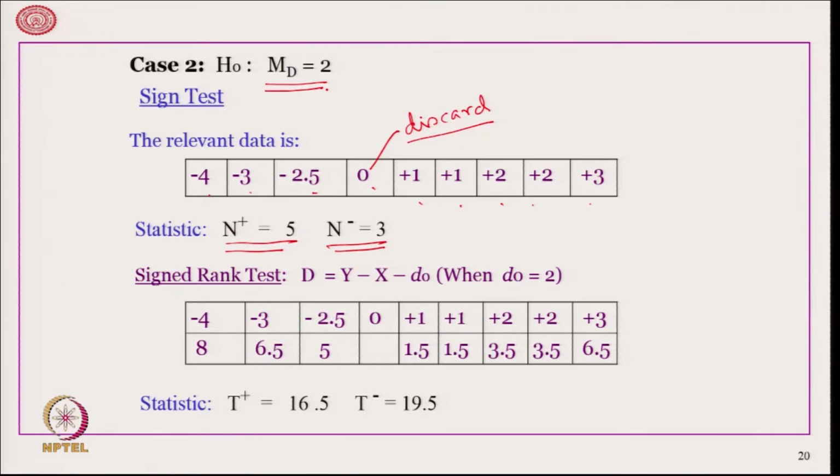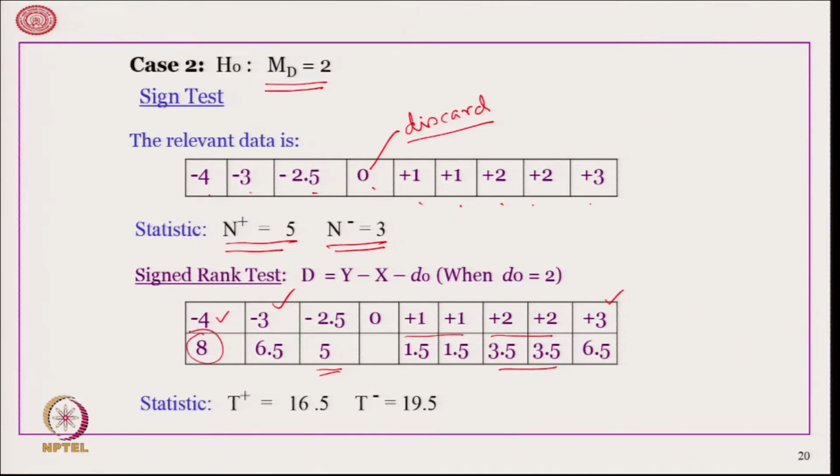Now, we can see that n plus and n minus are very close, therefore, sign test cannot reject m d is equal to 2. On the contrary, suppose we are using signed rank test, then in this case again we assign the ranks to the deviations and we get these two are getting 1.5 because average of 1 and 2, these two are getting 3.5 average of 3 and 4, this is getting 5, this and this together are getting 6 and 7 average, that is 6.5, and this is the maximum one in absolute value, therefore, getting the rank 8.